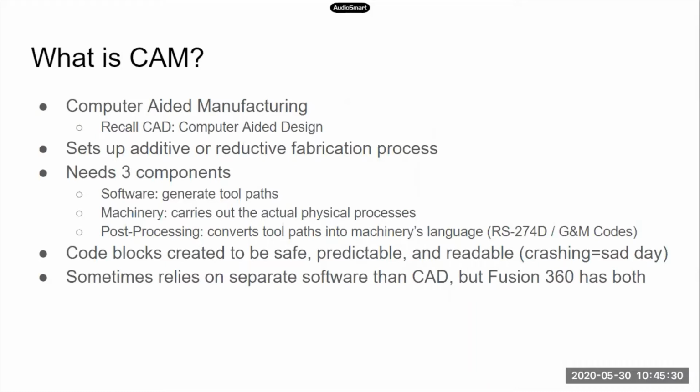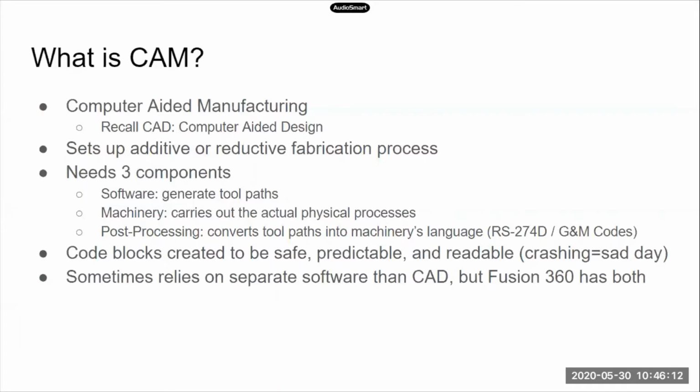What is CAM? As I said, computer-aided manufacturing, basically anything where you're not going to have a person physically moving the tools around and utilizing the machines. The machines are doing all of the work for you. You're setting it up to go into the machine and then monitoring the machine as it goes through the process to make sure that nothing goes wrong. It sets up for additive and reductive fabrication processes primarily.